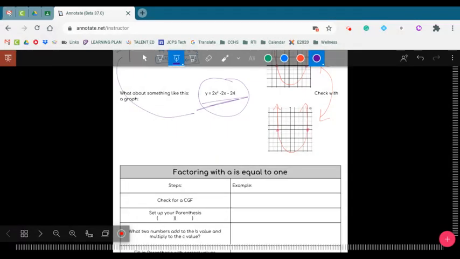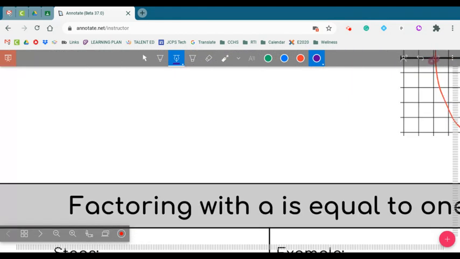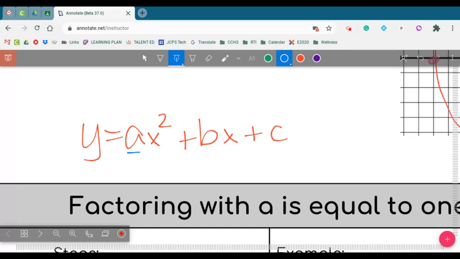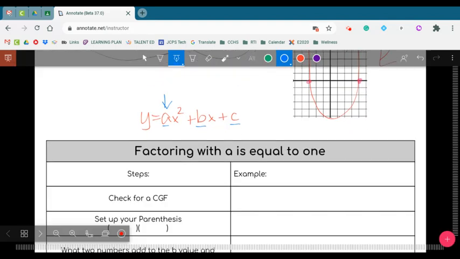So it says factoring when A equals 1. First we're going to go over our quadratic, which is y equals ax squared plus bx plus c. Your a, b, and c will all be replaced with numbers. Your x squared and your x are going to stay the same. All of the ones we're factoring today, the a value will be 1, so you will just have an x squared.